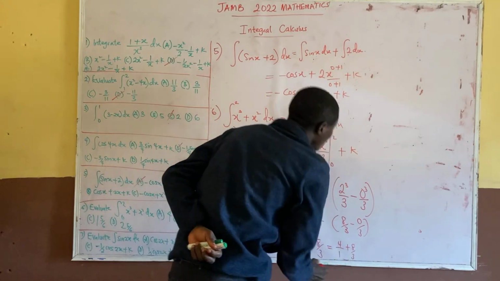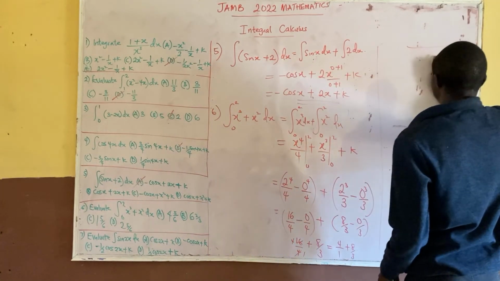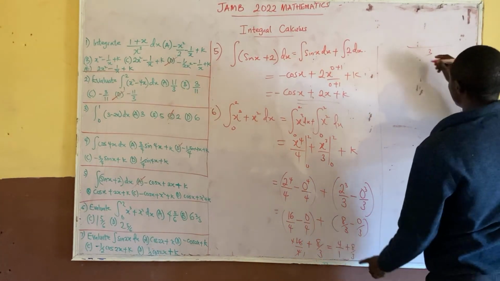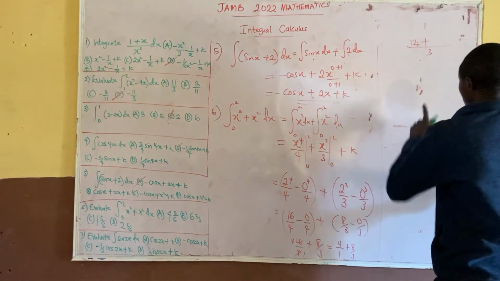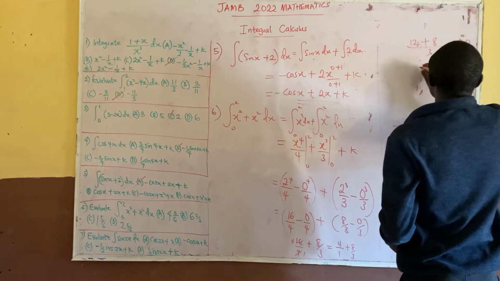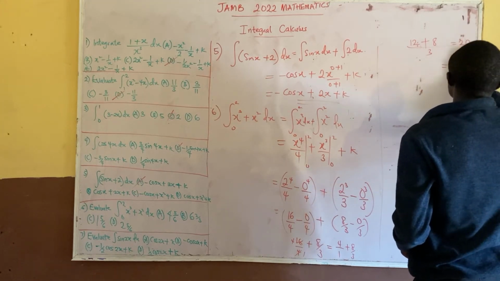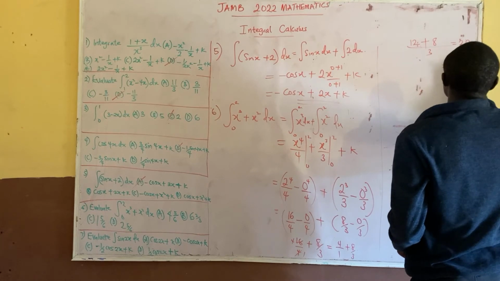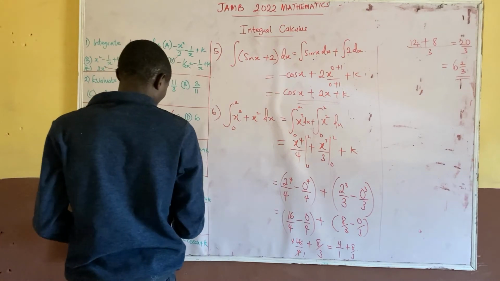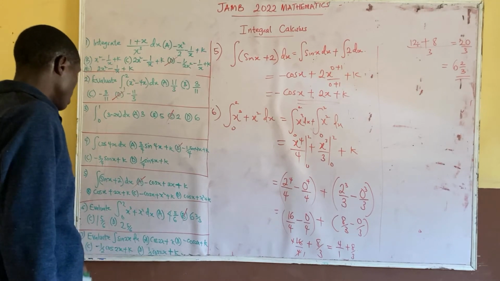So you can find the LCM between 3 and 1, which is 3. 4 times 3 we have 12, plus 1 times 8, so we have 20 all over 3. Now in mixed fraction, how many 3s can we see in 20? We have 6 whole number 2 over 3. Option B.